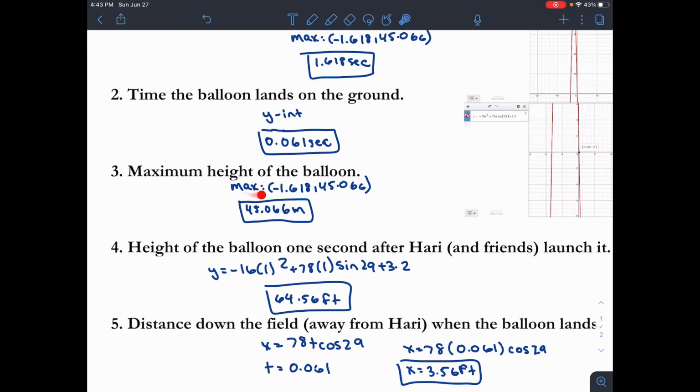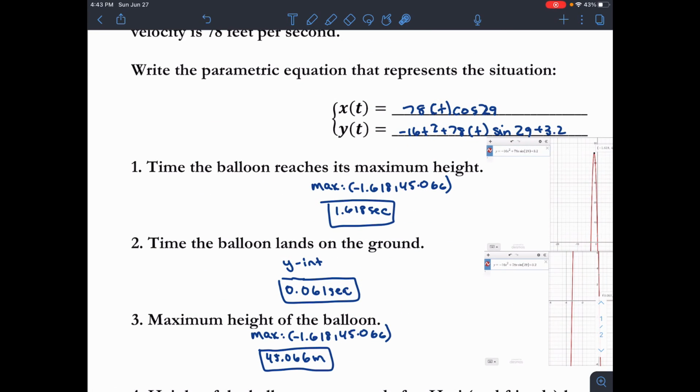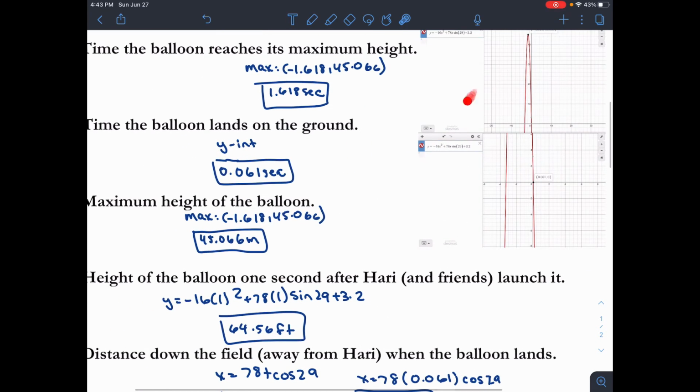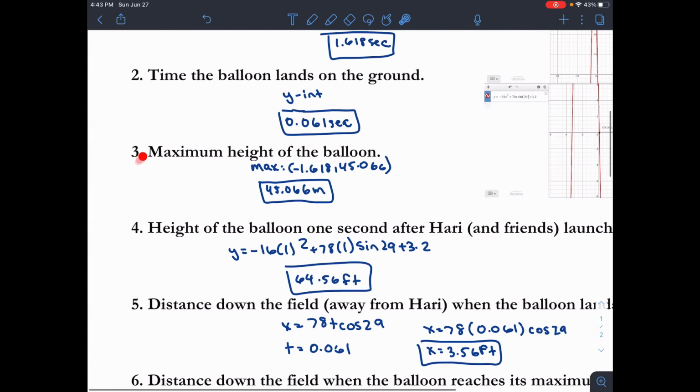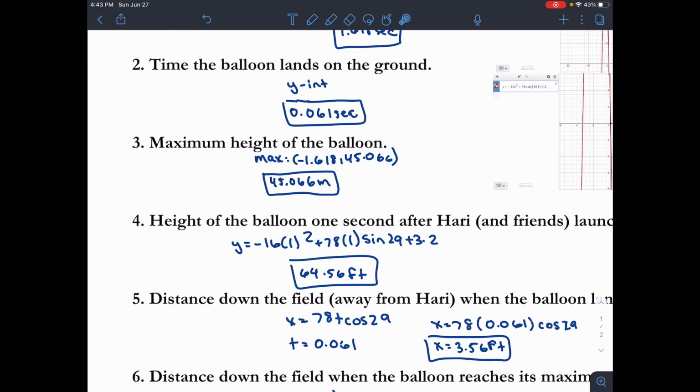Okay, so next is the maximum height of the balloon. Back to this graph, we realized that our maximum is 1.618, 45.066. That's our maximum of the graph, and because it's a height, and we know that the y value is the height, this would be the maximum height, so 45.066 feet.